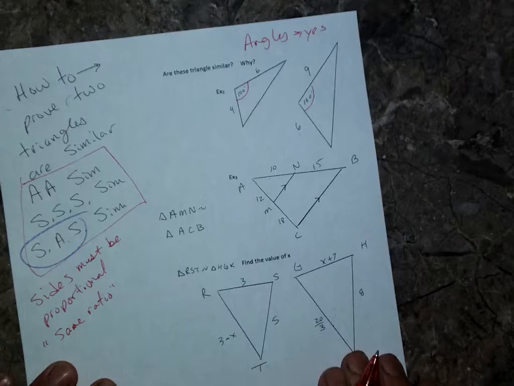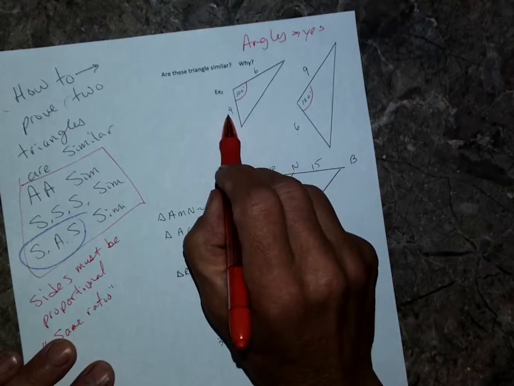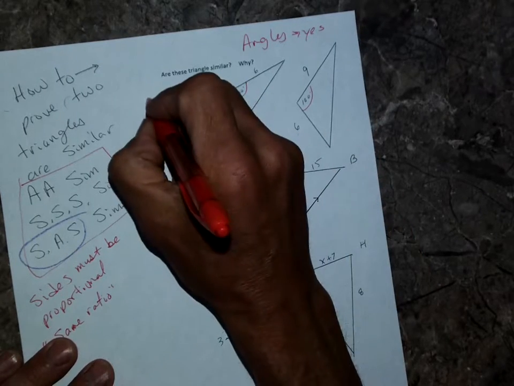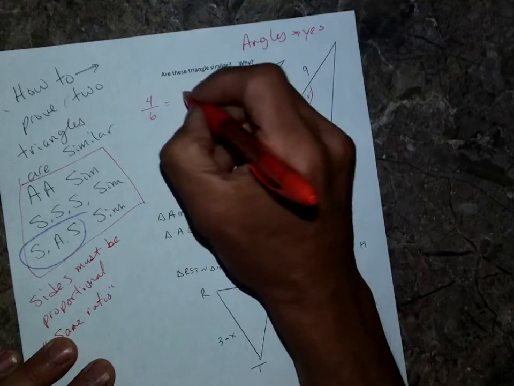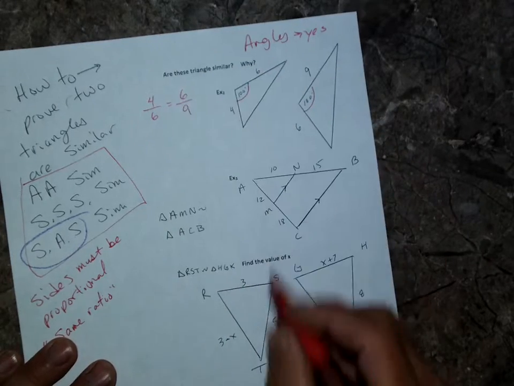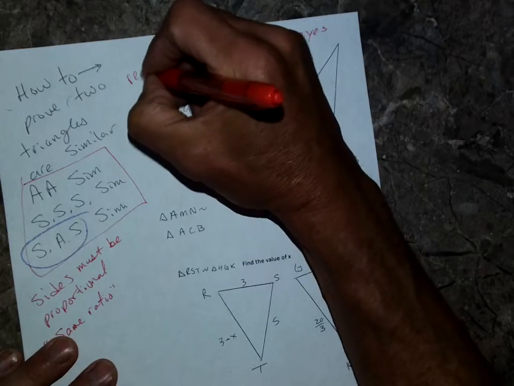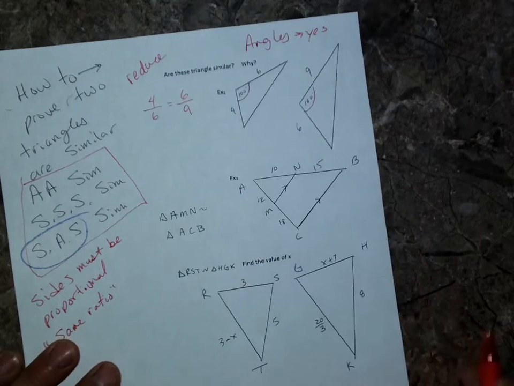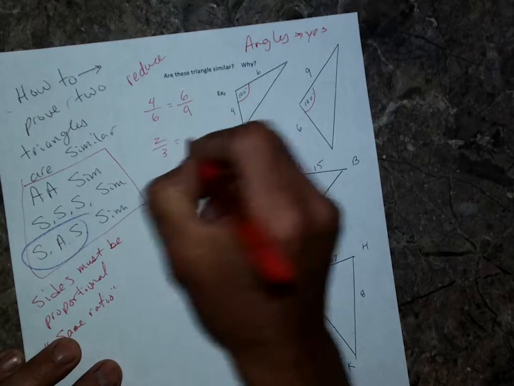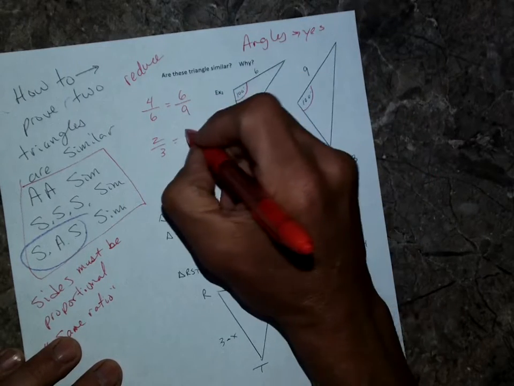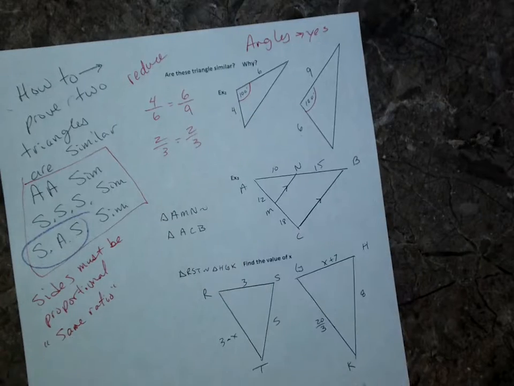But what about the sides? Well, let's see if the sides are proportional. So 4 goes to 6 as 6 goes to 9. Is that true? Let's reduce our fractions. Divide by 2, 2/3. Divide by 3, 2/3.